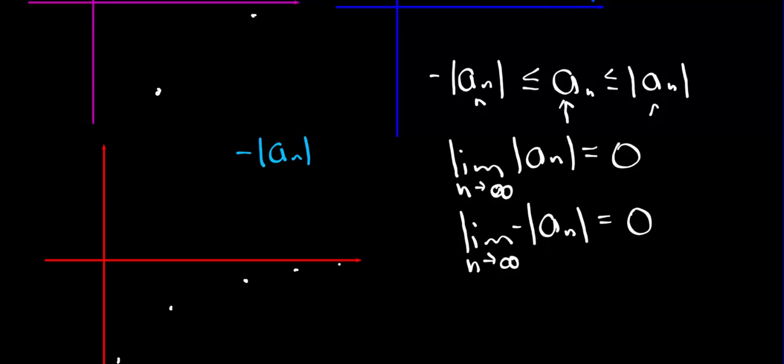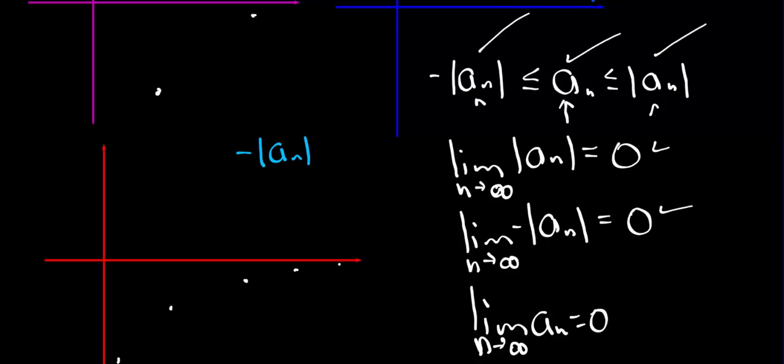Now, if this is the case, think about the squeeze theorem. You've got this limit is 0, and this limit is 0, and this is in between. Therefore, the limit as n goes to infinity of A sub n is also equal to 0. In other words, if the limit of the absolute value of the sequence is 0, then the limit of the alternating sequence is also 0.